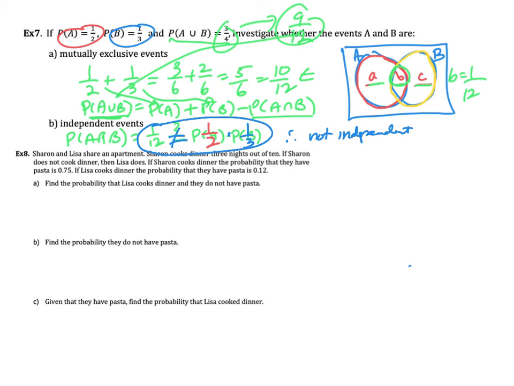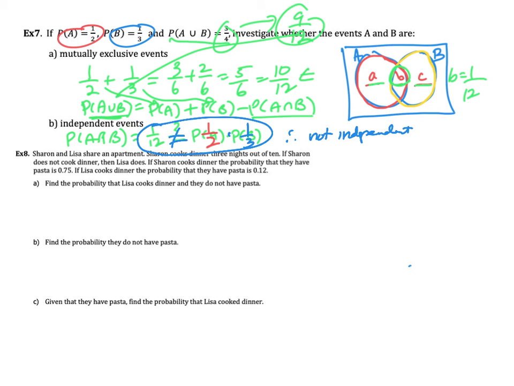All right, let's look at number 8. It says Sharon and Lisa share an apartment. Sharon cooks dinner 3 nights out of 10. If Sharon does not cook dinner, then Lisa does. If Sharon cooks dinner, the probability that they have pasta is 0.75. If Lisa cooks dinner, the probability that they have pasta is 0.12. And then we have questions that'll follow up. So what should we do to answer these questions? What strategy should we have here?